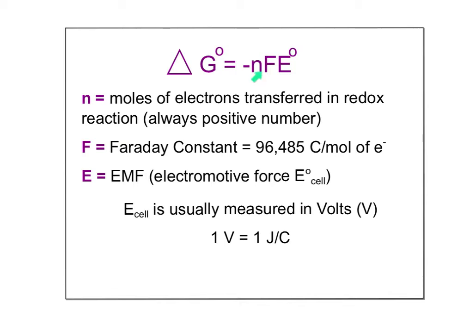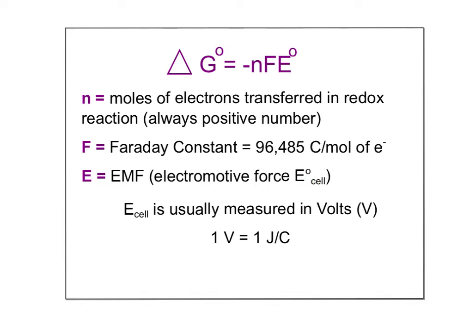The N in the giraffe equation is the number of moles of electrons that are transferred in the redox reaction. It's always a positive number, but we put the negative sign in front of it. So it's the negative number of electrons that we are transferring in the reaction when it's balanced. F is Faraday's constant, which is 96,485 coulombs per mole of electrons transferred. So that unit is coulombs per mole, but I'm referring to the moles of electrons. And then E is your E cell value.